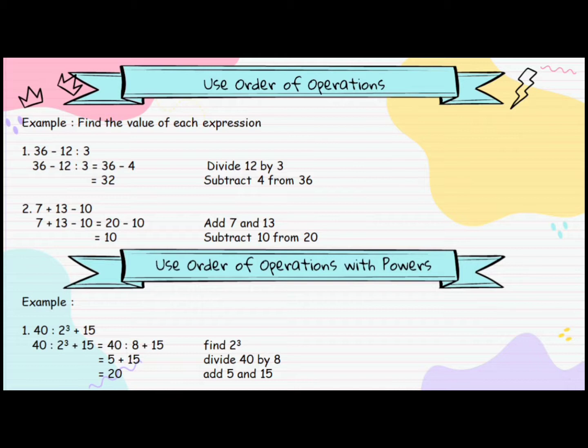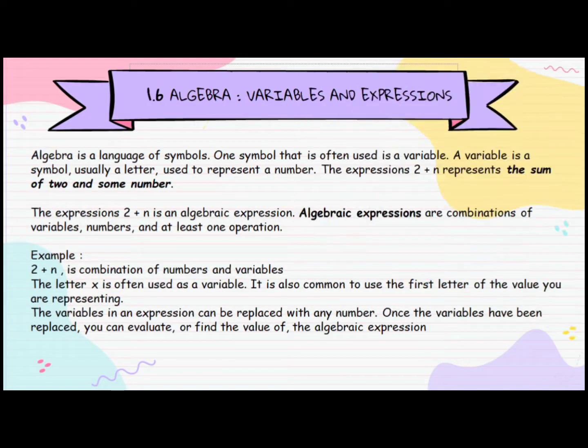So, the value of the expression 40 divided by 2 cubed plus 15 is 20. The next material: algebra, variables, and expressions.